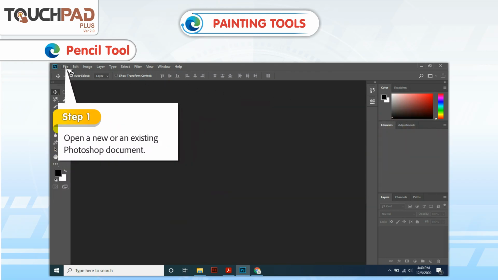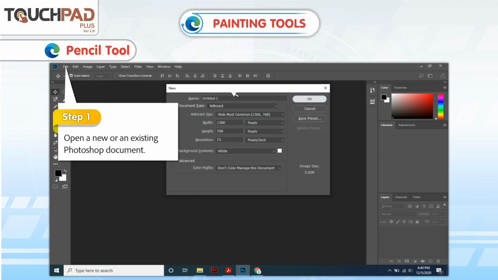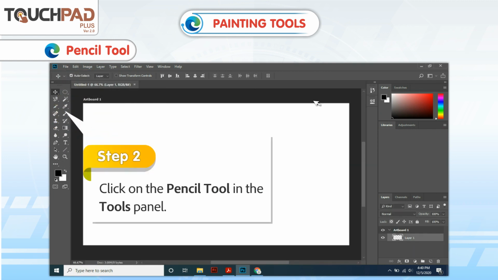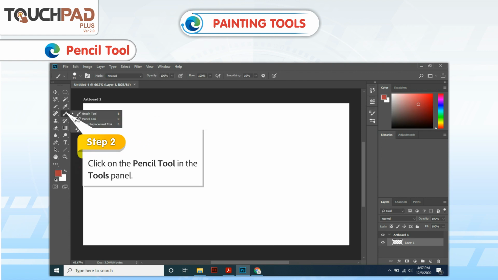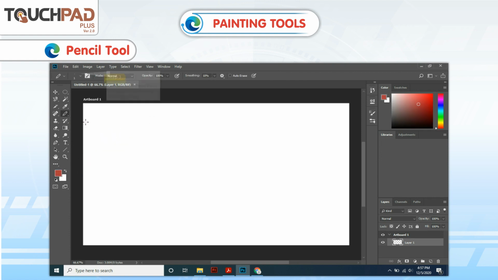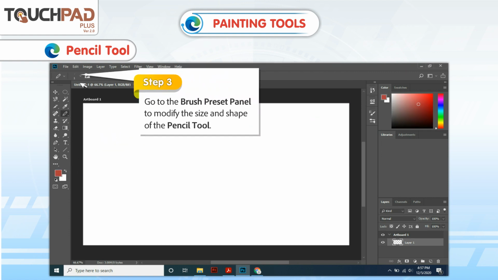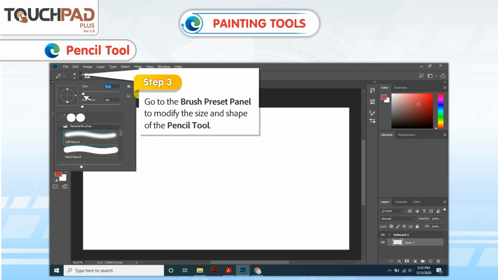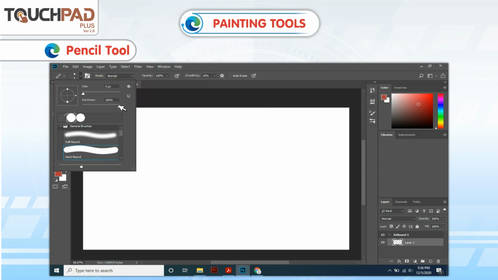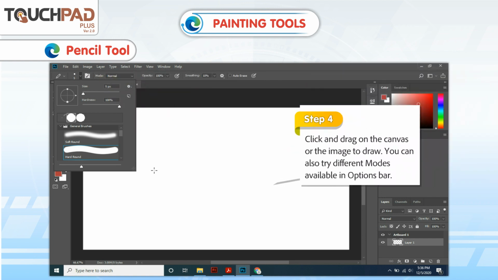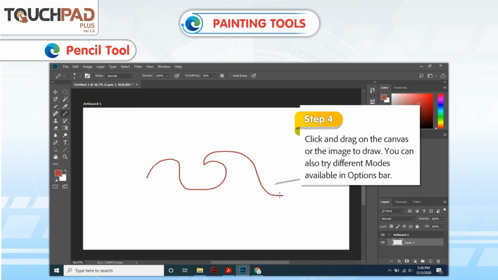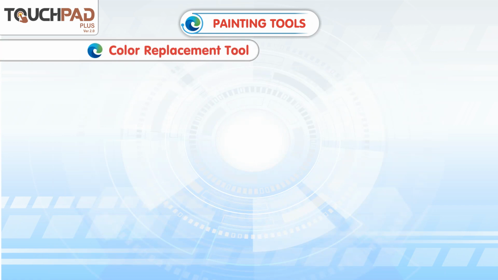Step 1. Open a new or an existing Photoshop document. Step 2. Click on the pencil tool in the Tools panel. Step 3. Go to the Brush Preset panel to modify the size and shape of the pencil tool. Step 4. Click and drag on the canvas or the image to draw. You can also try different modes available in the options bar.